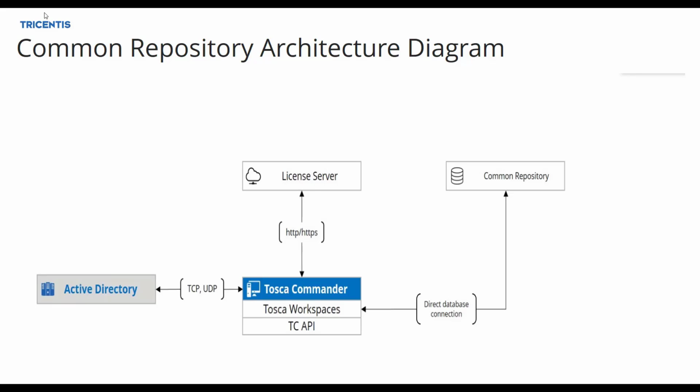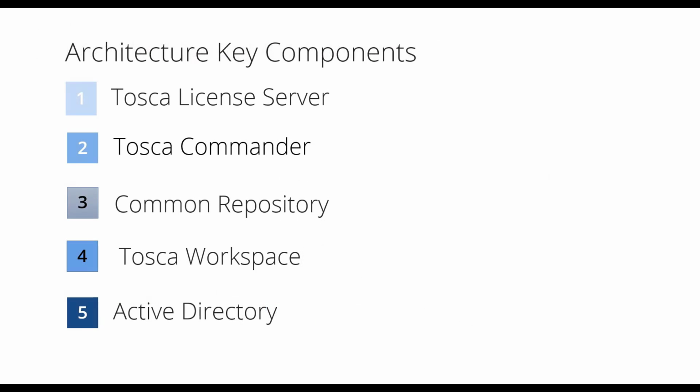So this is how the architecture of the common repository in Tosca is represented. The first section we have here is the license server. Second, we have the Tosca Commander. Third, we have the common repository. Fourth, we have a Tosca workspace. And the last is the Active Directory. Now let us understand these components one by one, what they actually mean and what their job is.